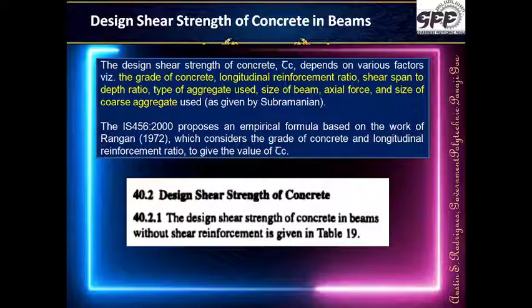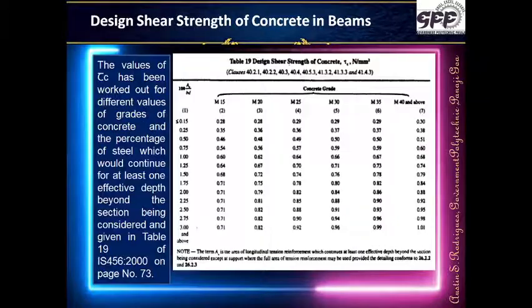Now the empirical formula has been developed, and based on this empirical formula the table has been made, and that table has been given to us via clause 40.2 of the code, which says the design shear strength of concrete in beams without shear reinforcement shall be as per this table. Table 19 has in the first column 100 As upon bd, and the other columns have the concrete grade. So based on the concrete grade, the different values of tau c in Newton per mm square, the concrete's own capability to resist the shear, have been given.